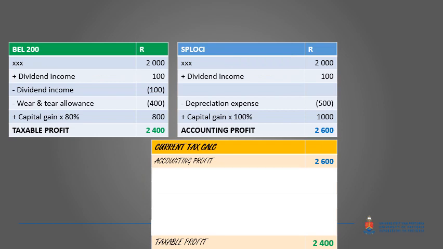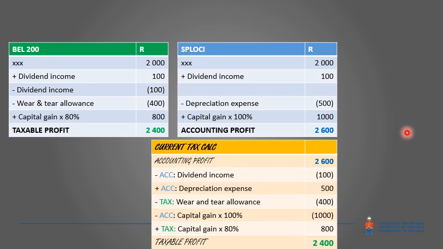So for example, if we now have to do this calculation, this is our current tax calculation. It's just a calculation. We don't disclose it anywhere. It's just the calculation that we do to calculate what our current tax expense is for the year. We start with our accounting profit and then we make some adjustments to that. So the first adjustment that we need to make is to deduct the dividend income.